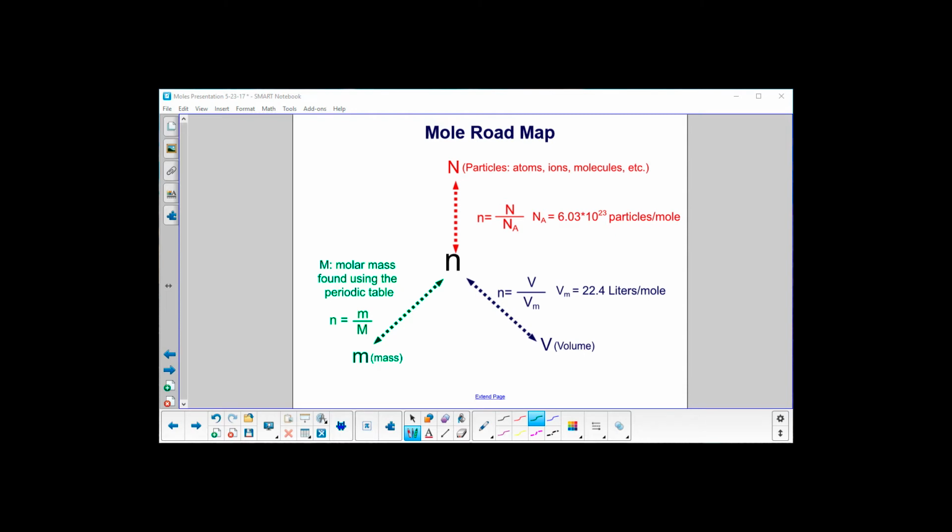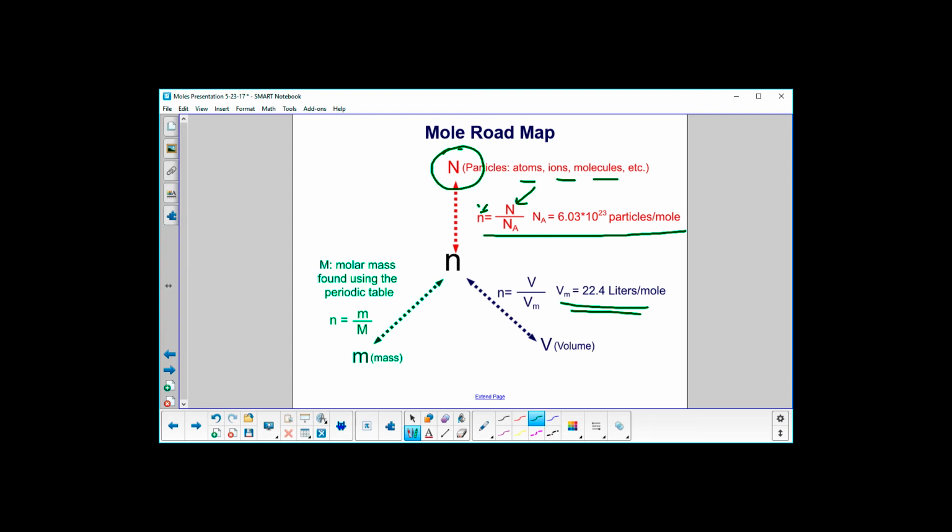Here's another way of visualizing the three equations. If we're dealing with particles, such as atoms, ions, molecules, etc., we use this formula here, where we have Avogadro's number. So all we need to know is the number of particles we have, and then we can find the number of moles. The volume is also very similar in that the denominator is already given. It's 22.4 liters per mole, so you don't have to do any work there other than input that number.